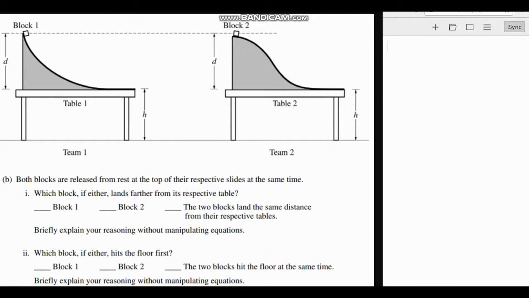Okay, now for part B. Both blocks are released from rest at the top of their respective slides at the same time. Which block, if either, lands farther from its respective table?